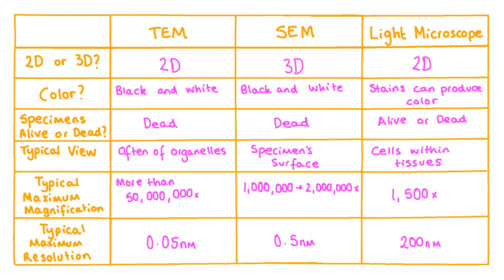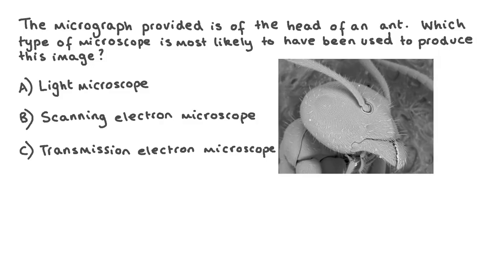Let's have a go at a practice question to see how much we've learned about the different types of microscope. The micrograph provided is of the head of an ant. Which type of microscope is most likely to have been used to produce this image? A light microscope, a scanning electron microscope, or a transmission electron microscope?